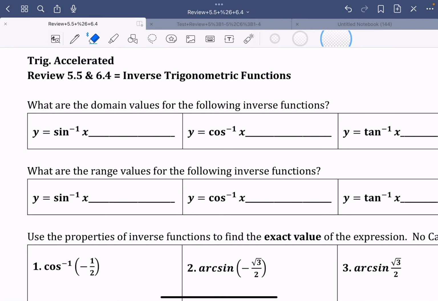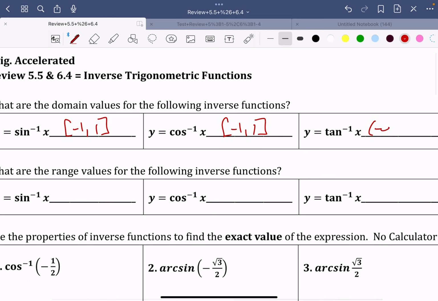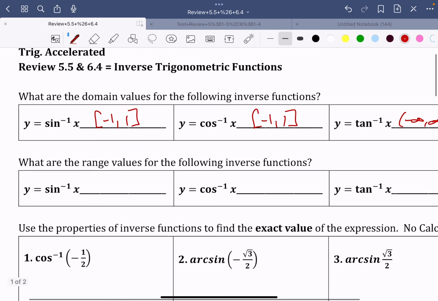Okay, let us do a review. So first, we need to know what are the domain values for the following inverse functions. Well, sine inverse, what are you allowed to put in or undo? Only everything from -1 to 1. That's the same for cosine. For tangent, you can undo anything from -infinity to infinity.